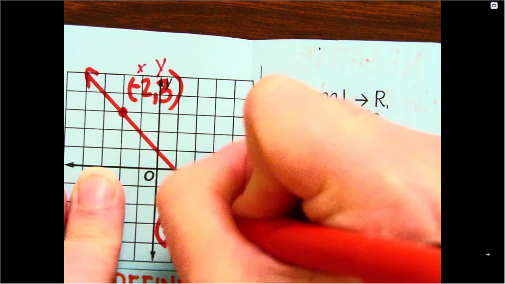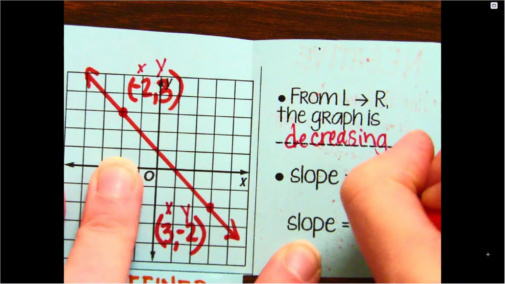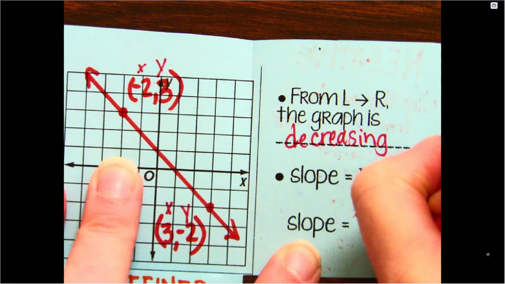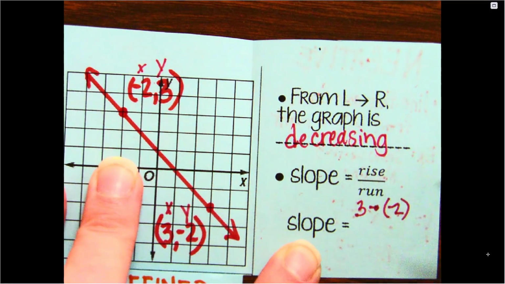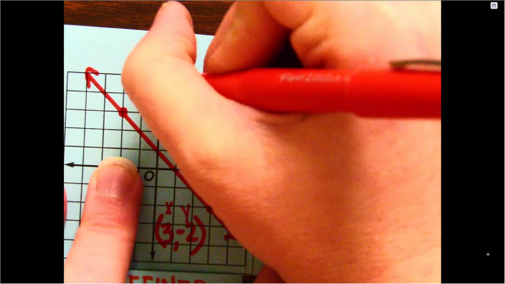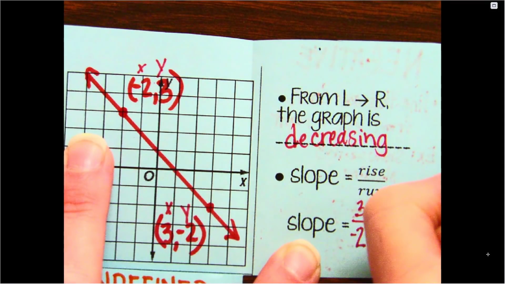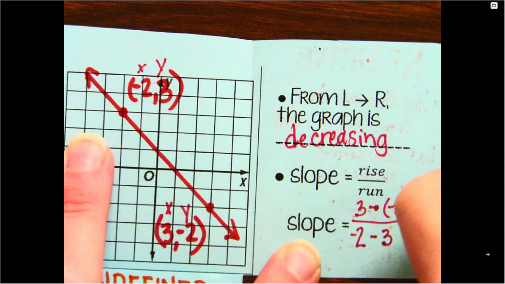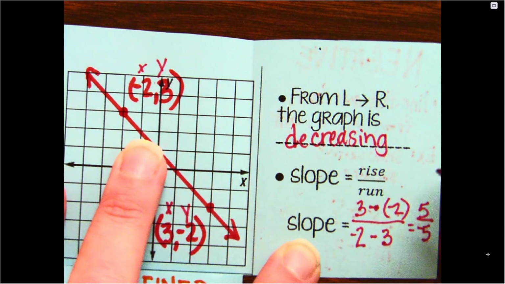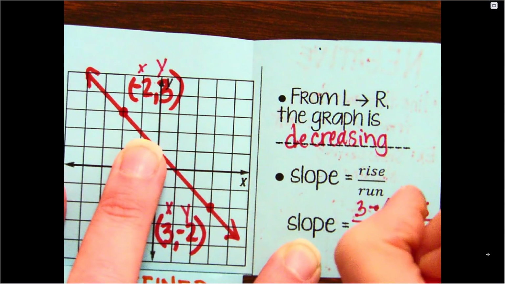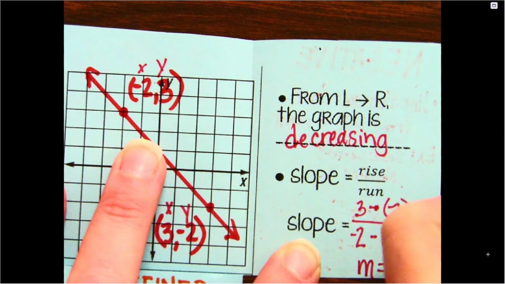So if this is an x and this is a y, and this is an x and this is a y, I can do 3 minus negative 2 on the top, and then x minus x, negative 2 minus 3 on the bottom. This is going to give me, if I put that into the calculator, positive 5, and if I put this into the calculator, this gives me a negative 5. And when I simplify this, if I divide it, I'm actually going to get a negative 1.